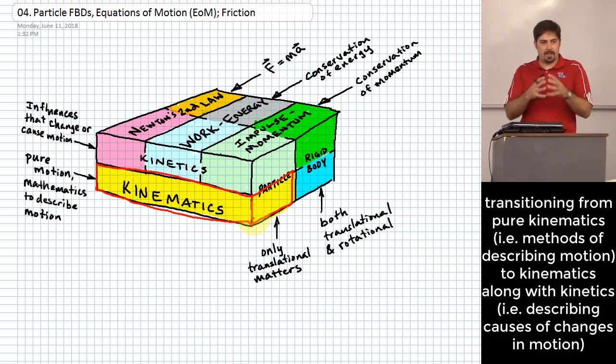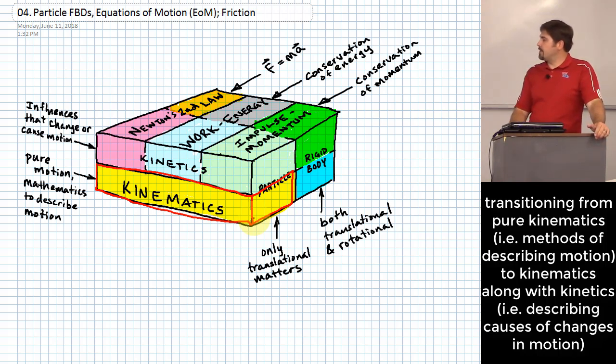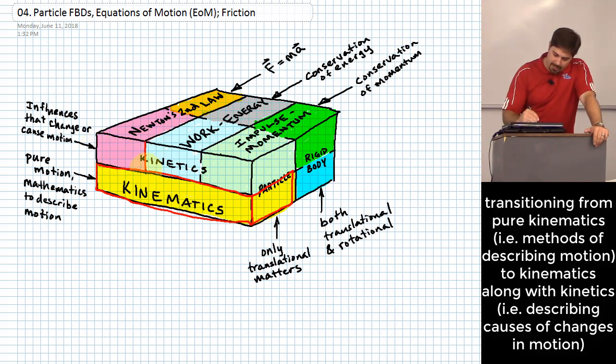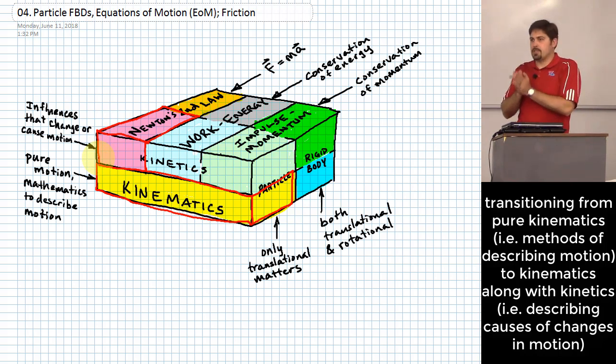How things move, like actually describing how things move, is the kinematic side. Describing why they move or how we can predict how something might move is more of a kinetics kind of endeavor. And so we are transitioning today, where we've been doing kinematics, into doing more of a kinetics kind of study. The particular block that we're going to look at is this block right here, where we use Newton's second law in order to look at basically the influences that change how something moves.